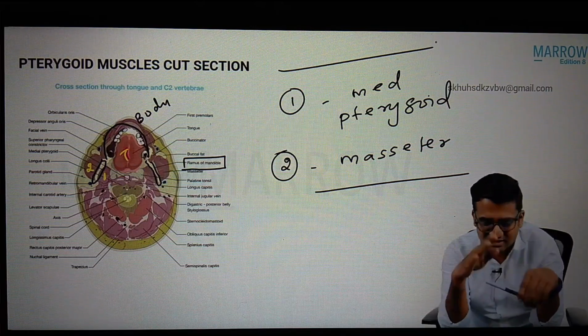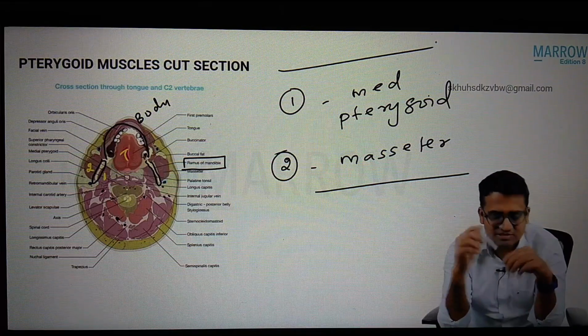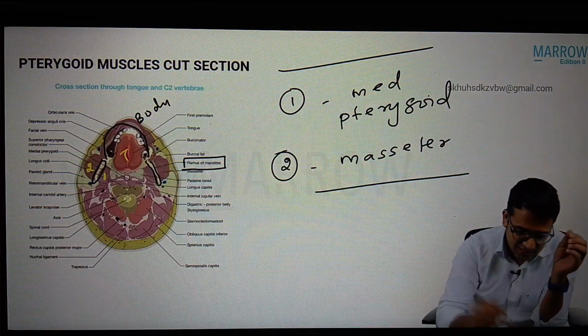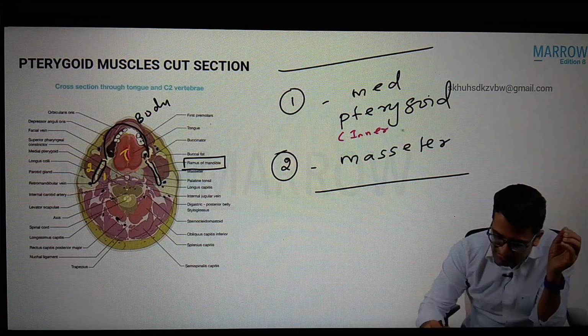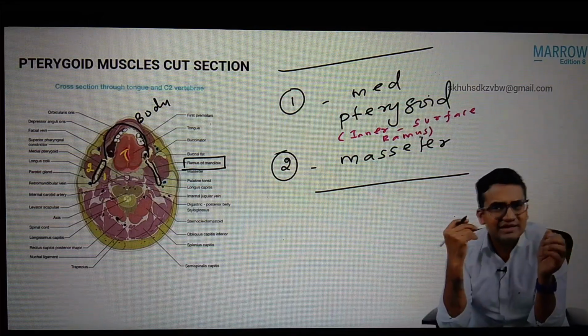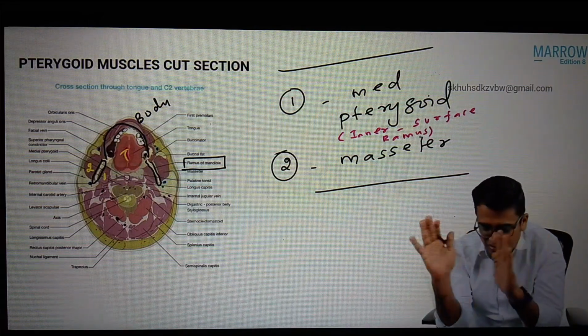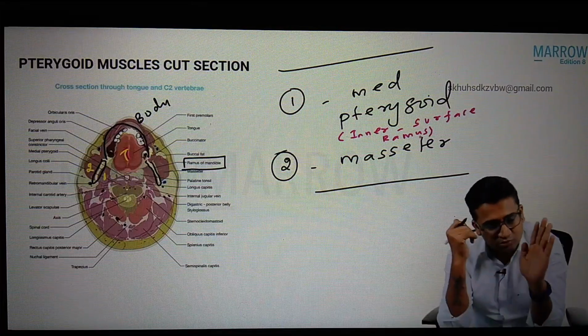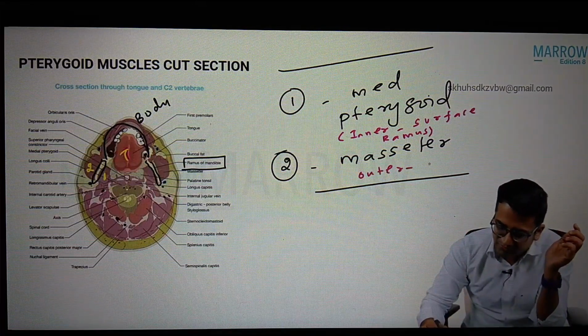So I told you, just remember inner surface of ramus of mandible, medial pterygoid; outer surface of ramus of mandible, masseter muscle. Okay. Right. So medial pterygoid muscle, just remember attached to inner surface of ramus. Again, no need to know the exact insertion for medial pterygoid. Just remember inner surface of ramus of mandible, medial pterygoid. That is more than sufficient. Outer surface of ramus of mandible, masseter.